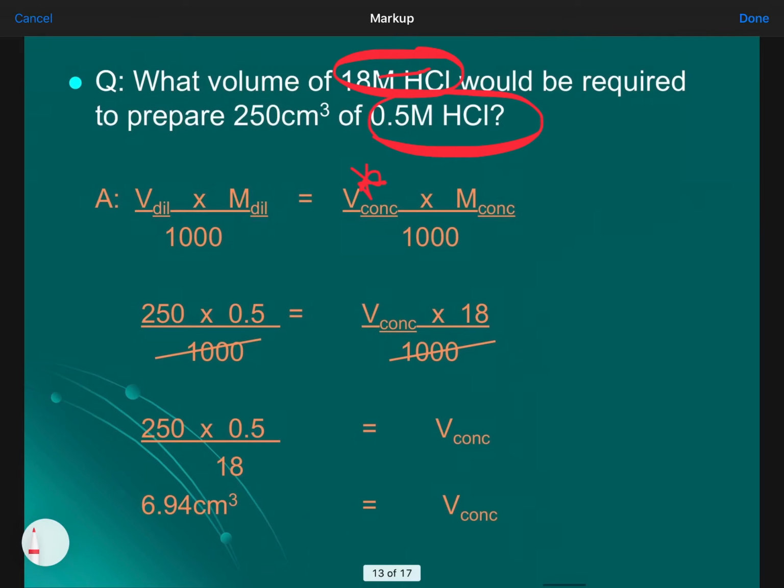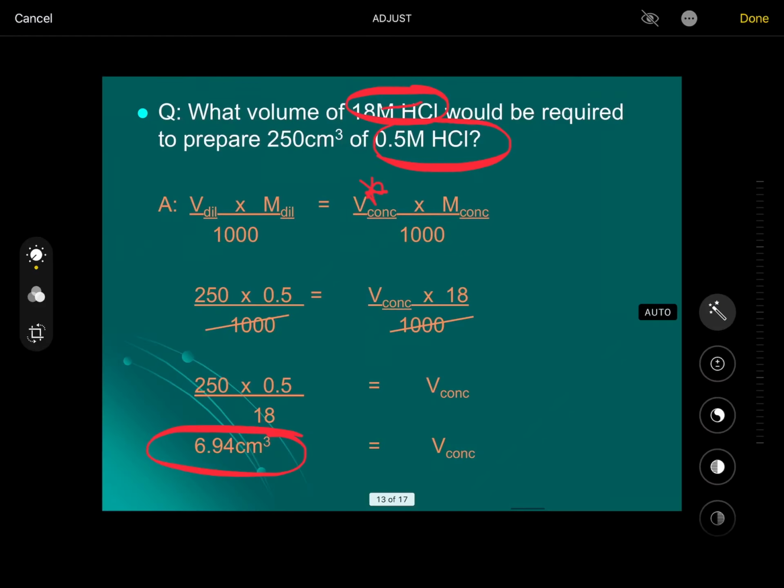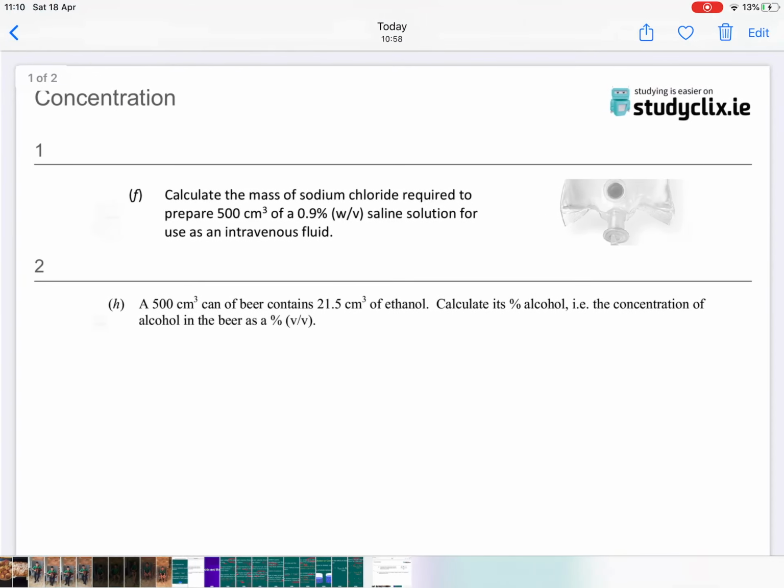We want to know what volume, V conc, is your unknown. 18 is the molarity of the concentrated HCl, and then 250 of the 0.5 molar dilute HCl solution. So what would you have to do? You'd have to measure out 6.94 cubic centimeters of the concentrated 18 molar HCl, and then bring that up to 250 to get the 250 cubic centimeters of the 0.5 molar HCl solution that you would need. Okay, so that's using your dilution formula.